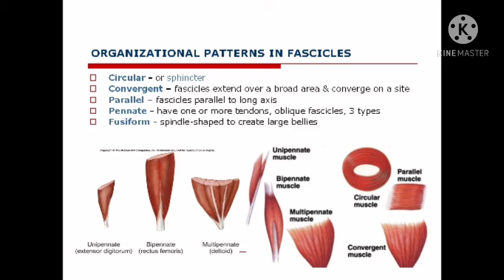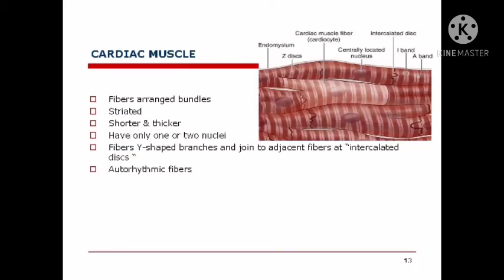The fusiform are bundle-shaped or spindle-shaped muscles. They create large bellies and converge into a single tendon. So this is the organizational pattern in fascicles of a skeletal muscle. Now it was all about the skeletal muscle. Now something about the smooth and the cardiac muscle.